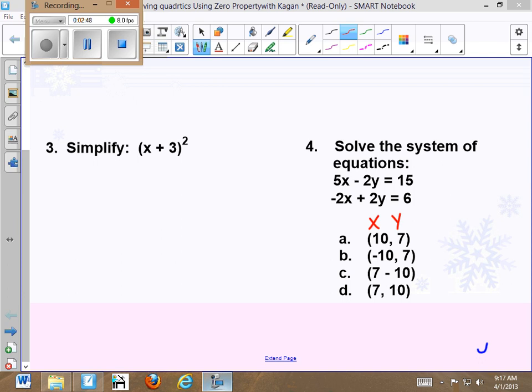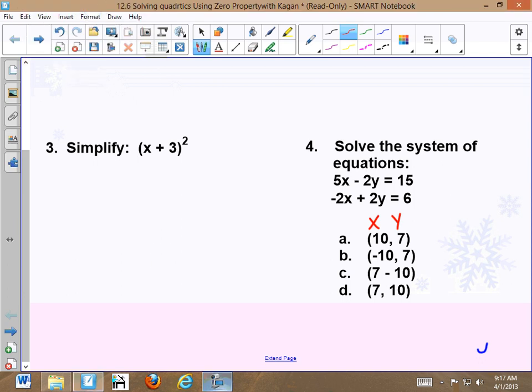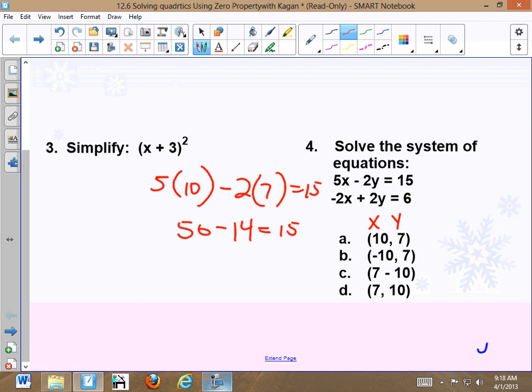Okay. So, did we go over number 3? Okay, we're talking about number 4. That's right. So, if I don't know how to do this, I'm on the CRT, I don't know how to solve systems of equations, how can I figure it out? That's right. 5 times 10 minus 2 times 7 equals 15. Okay? 50 minus 14 equals 15. Is that going to work? Nope, can't be the right answer.